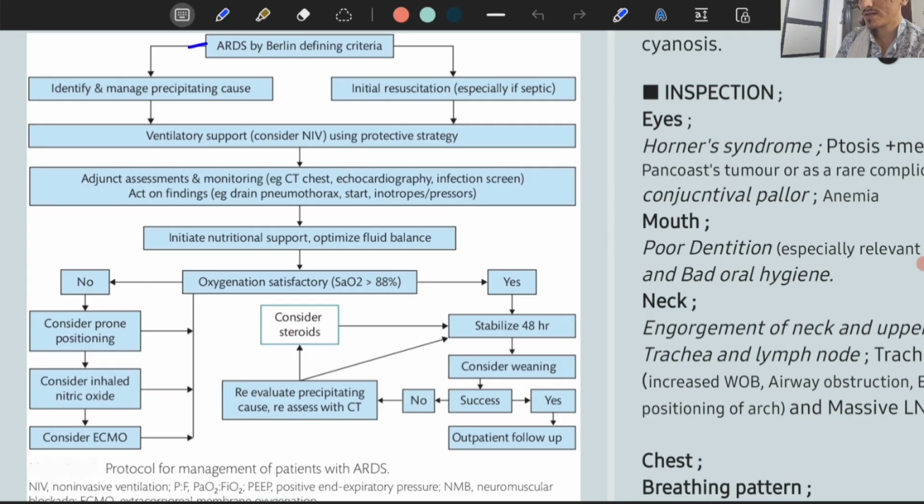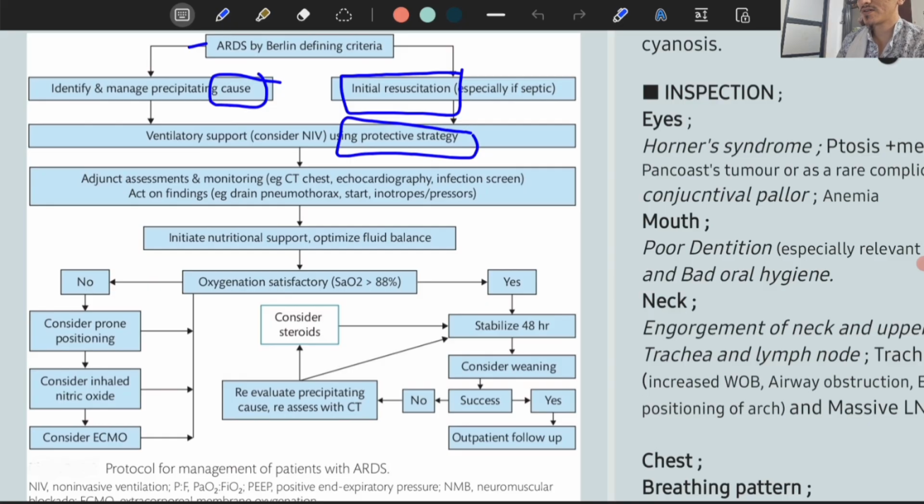You will treat the cause and you will resuscitate the patient initially. How will you resuscitate? You will give respiratory support, and in mild cases you can give HFNC or non-invasive mechanical ventilation. In severe cases you will intubate the patient. When intubating, you will use the protective lung strategy. We have discussed that protective ventilation strategy now.